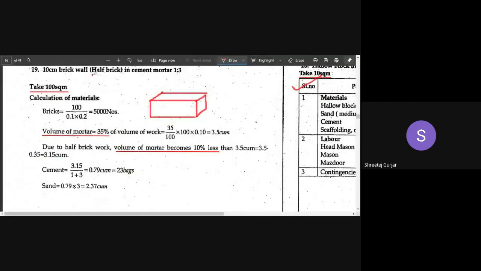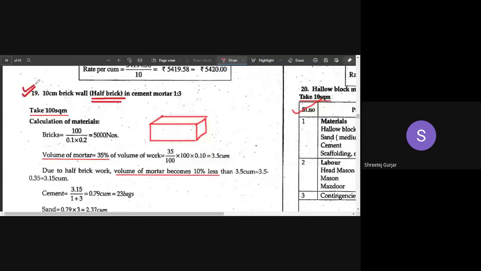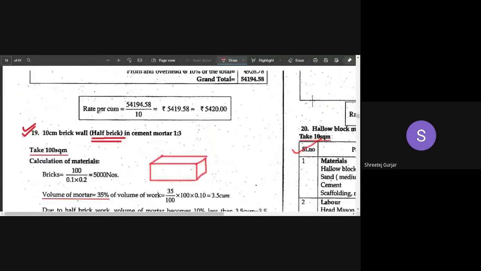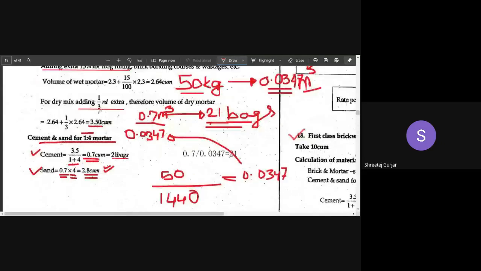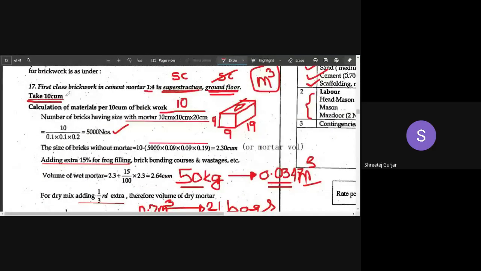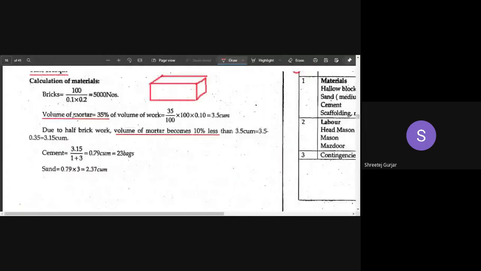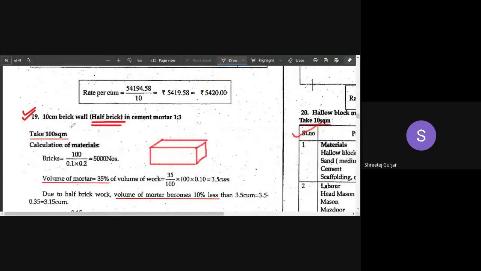Here we are dealing with half brick. In the previous problem, we were working in meter cube, and we had assumed 10 meter cube. But here we are dealing with construction of half brick thick wall, so 10 meter cube cannot be considered. We have to assume 100 square meters. Why have we taken 100 square meters, and why are we not considering meter cube?